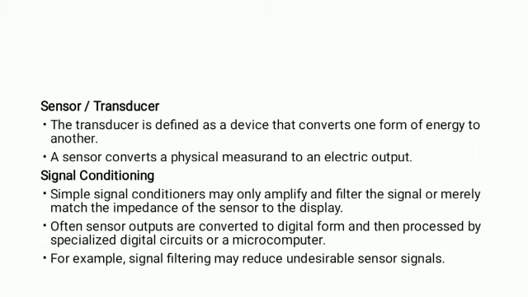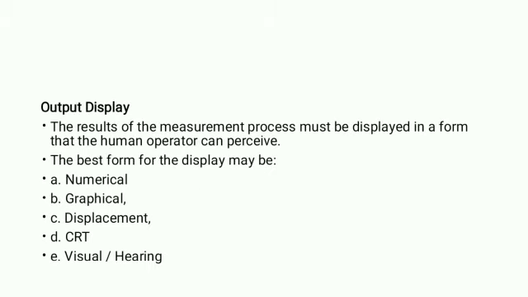Sensor or transducer. Transducer converts one form of energy into another form of energy. Here it converts physical measurement into an electrical output. Signal conditioning circuit. The signal conditioning circuit is used to amplify, modify and filter the signal. Output display. The result of the measurement process must be displayed in a form that the human operator can perceive. Here we use numerical, graphical, displacement, CRT, visual, hearing.